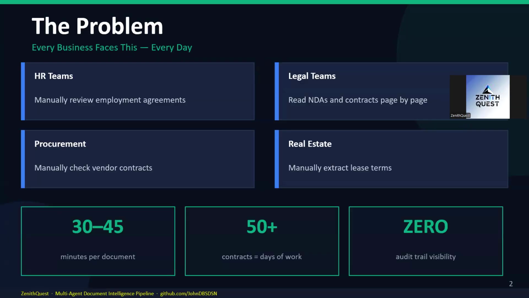So the problem is every business deals with contracts. HR teams review employment agreements, legal teams read NDAs, procurement teams check and read vendor contracts. And every time someone has to manually read through pages of legal language to find the same information. It takes 30 to 45 minutes per document. For 50 contracts, that's days of work. And one mistake can cost thousands. I built a four agent AI pipeline that does this in under 60 seconds.